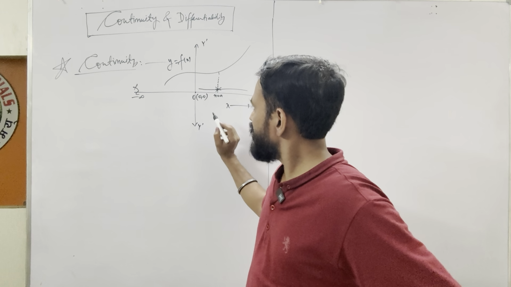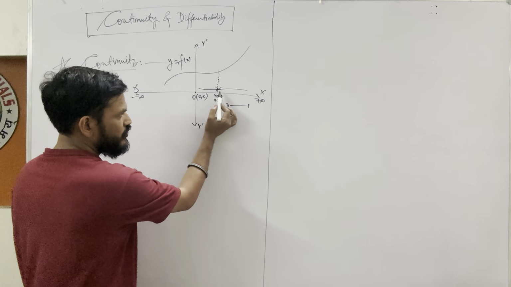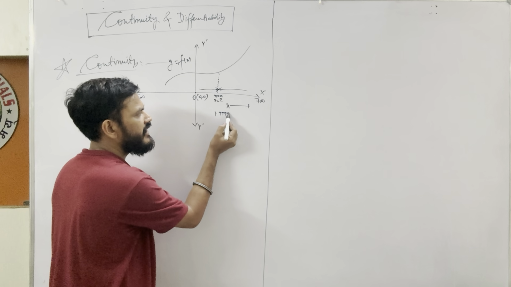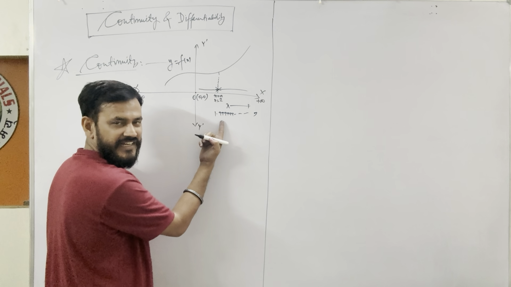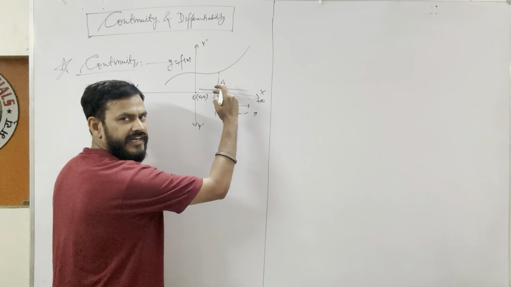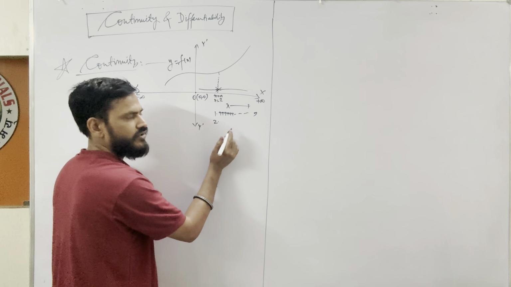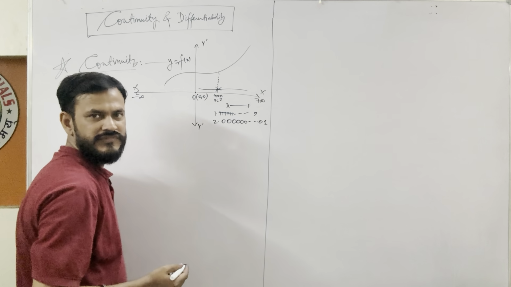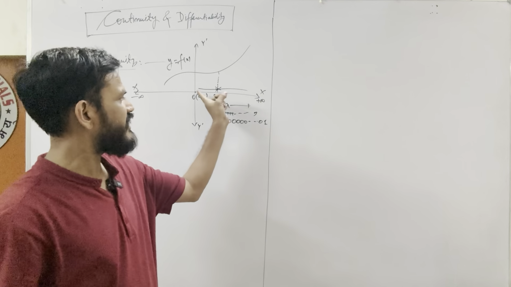Now for example, suppose a is equal to 2. If you want to reach 2 from the left hand side, the value should be 1.99999999, infinite nines, but it is not 2 exactly. It's very close to 2 but not 2 from the left hand side. Now if you want to reach 2 from the right hand side, the value will be 2.000000, infinite zeros and then 1. This value is also very close to 2 but it is not touching 2, it is from the right hand side.